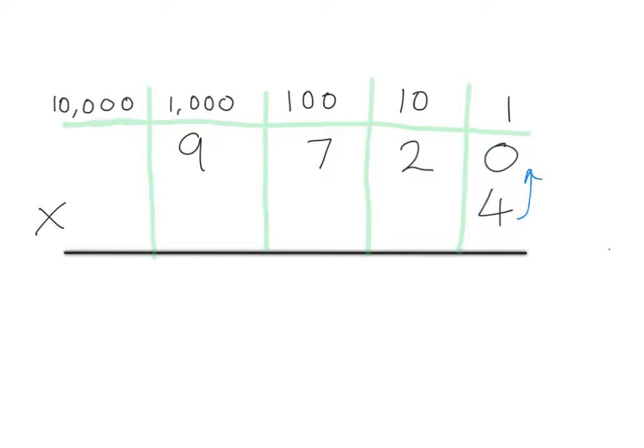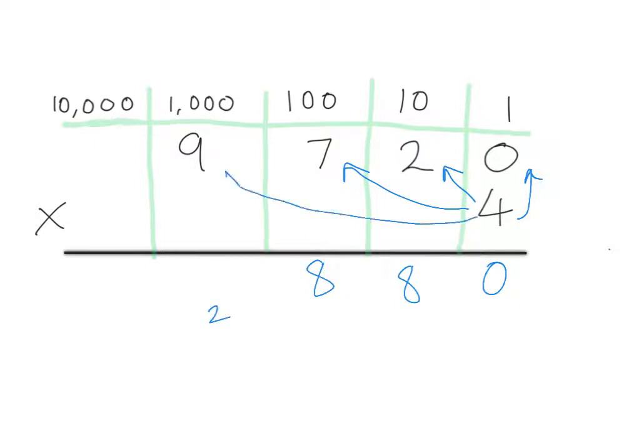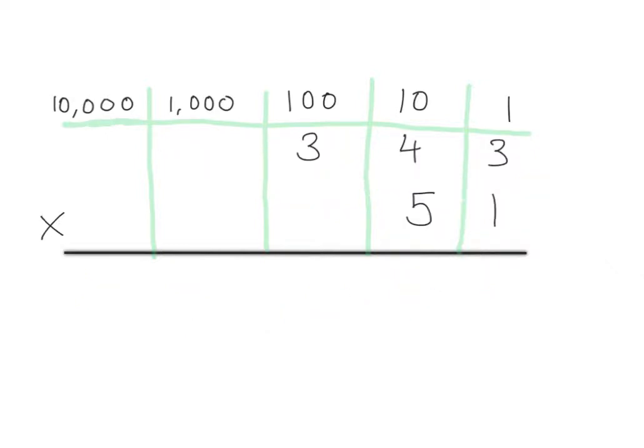4 multiplied by 0 is 0. 4 multiplied by 2 is 8. 4 multiplied by 7, 7, 14, 21, 28. So my 8 goes there, carry the 2. 4 multiplied by 9, 9, 18, 27, 36. Add 2, 38. And my comma would go here. Read this number, 38,880.